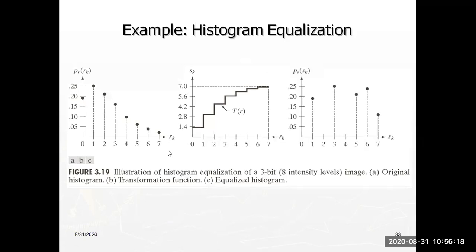A is original, B and C. So T of R is our transformed values, but these are equalized values. Here S_K is what we are getting, but P_S of S_K is nothing but equalized values. So if you compare, this is input, this is output. These input pixel probabilities are transferred to the output pixel values with the intensity values like this. So this is the process for equalization purpose.